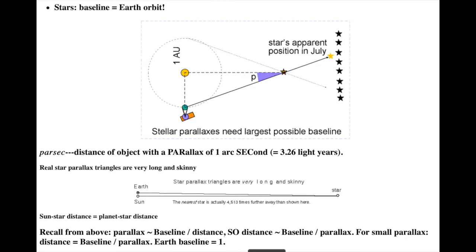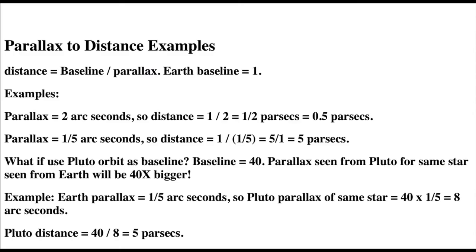That is why we can say to very great accuracy, the sun to star distance equals the planet to star distance, where the planet could be any planet in our solar system. Let's look at some examples of going from a parallax measurement to deriving the distance.